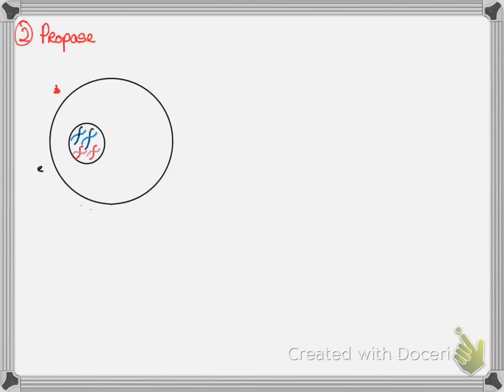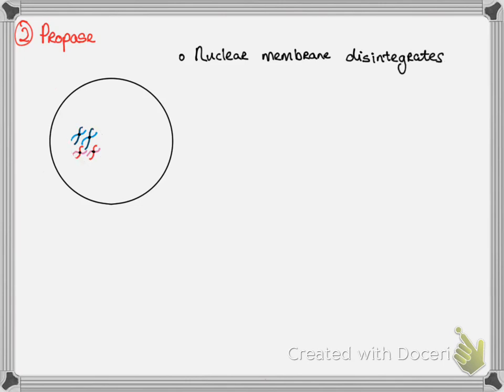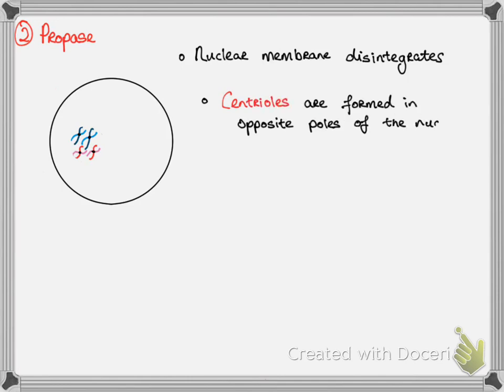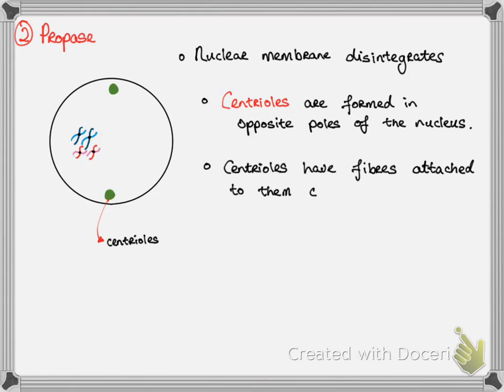This brings us to stage 2, which is prophase. So during stage 2, the nuclear membrane disintegrates or breaks down, or as we can say, disappears. So you can just remove that. The centrioles are formed in opposite poles. So I put these as green dots. So these are centrioles. And centrioles have fibers attached to them, called spindle fibers.